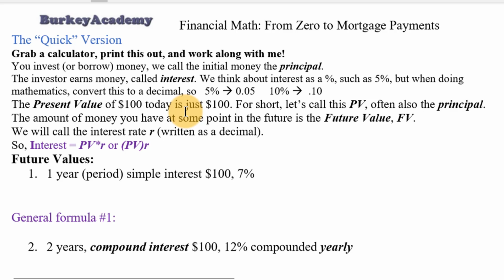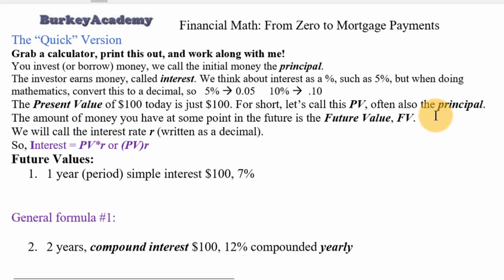When we talk about present value versus future value, the present value just means what's it worth today. If you have $100 in your hand right now, the present value of that $100 is just $100. That's all we mean by it. Let's call present values PV for short. That's what we'll use in our formulas.